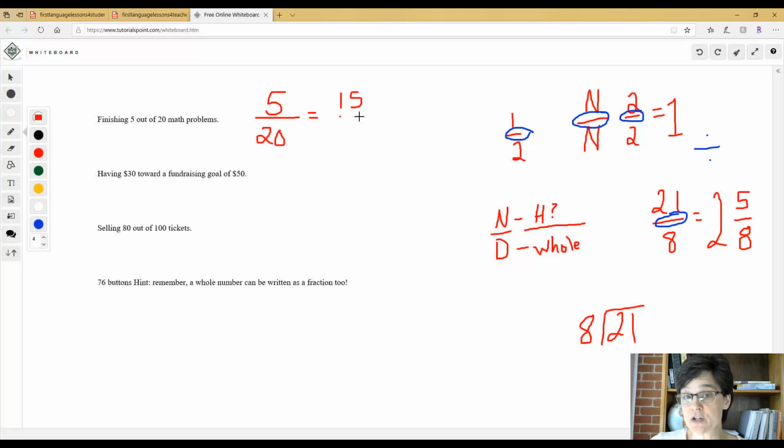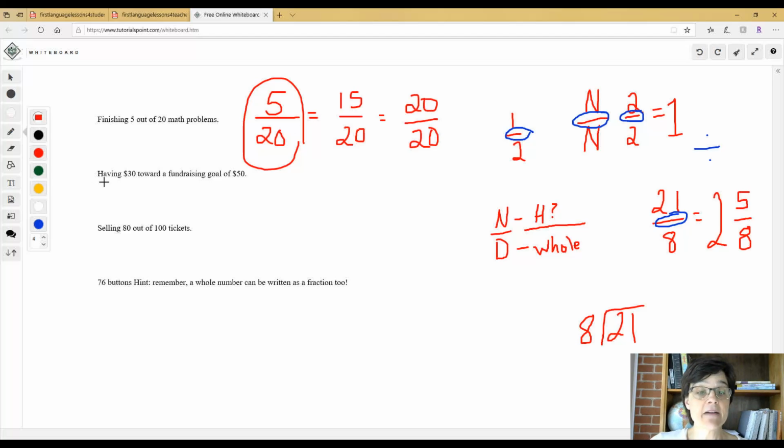15 would be left to do. 15 out of 20 is left, right? Okay, 15 and 5 make 20, right? So that would equal 20 over 20. So that means that all comes out together. Okay, that's your answer, 5 out of 20.